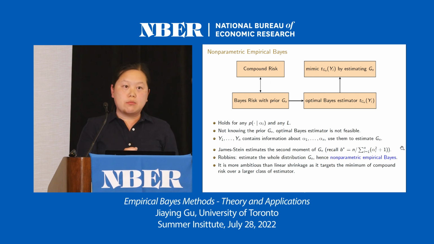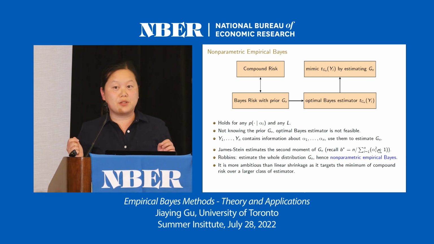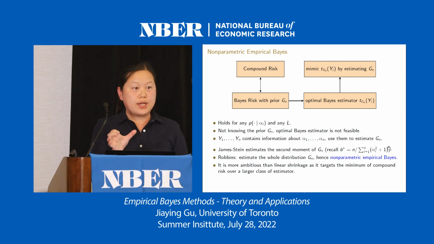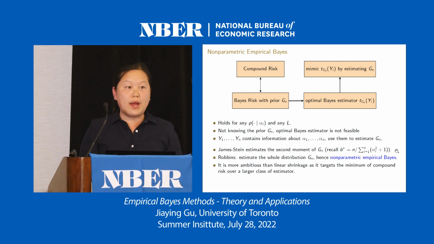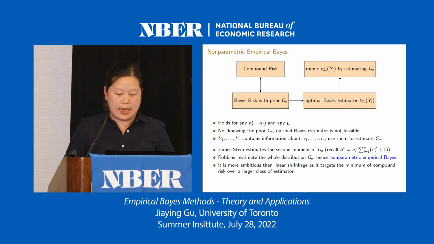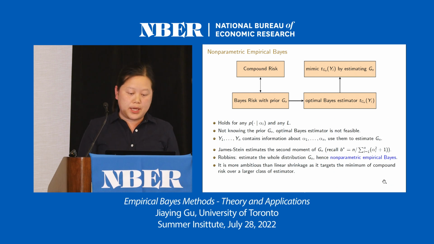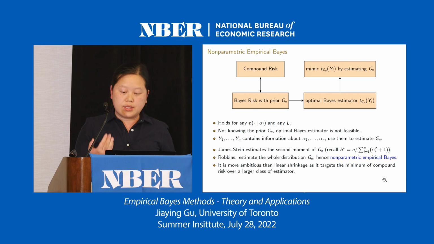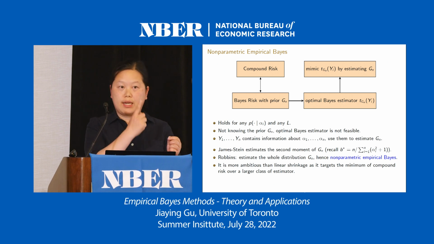Now let's think back to the James-Stein estimator. It did actually estimate the second moment of that distribution, because the optimal B star connects back to the second moment of alpha i. And that's enough if we consider linear shrinkage. Robbins, being more ambitious, would ask us to estimate the whole distribution G_n, hence giving rise to the name non-parametric empirical Bayes. So we are really trying to learn not just parameters in some subjective prior, we're trying to learn the prior as a whole, like this G_n measure. Robbins' estimator is more ambitious than linear shrinkage because it's targeting the minimum of the compound risk, because of the connection back to compound risk, as well as considering a larger class of estimators.